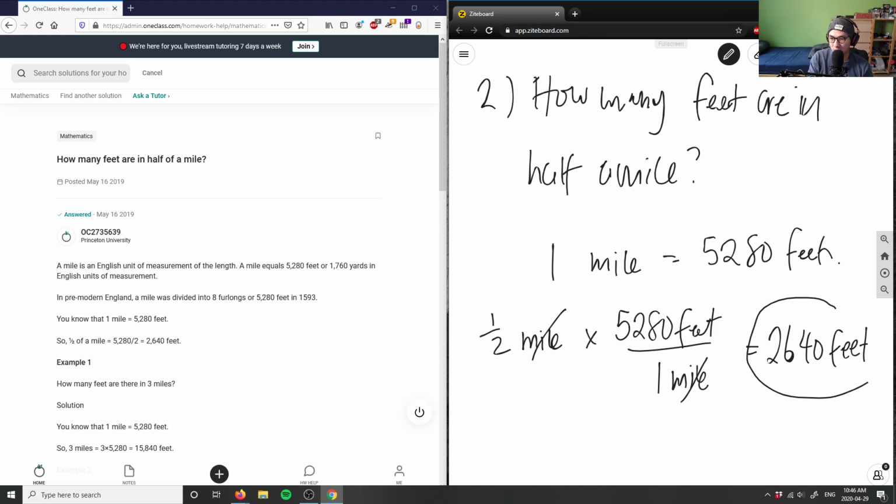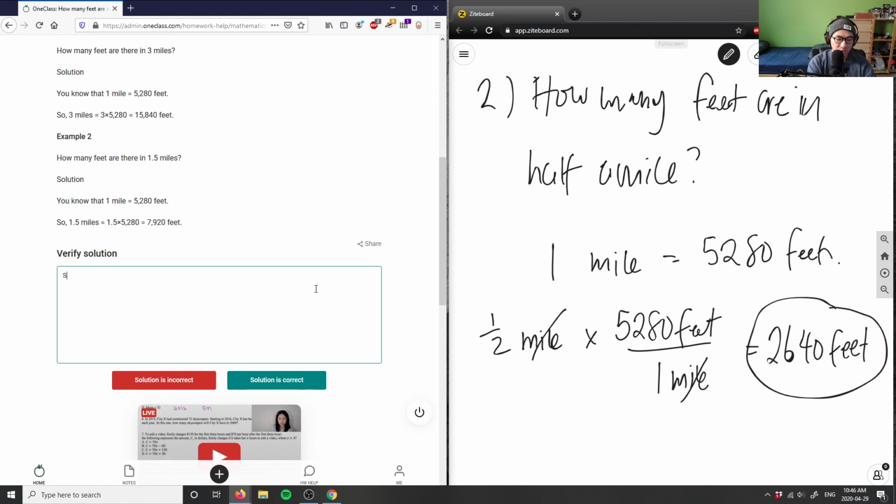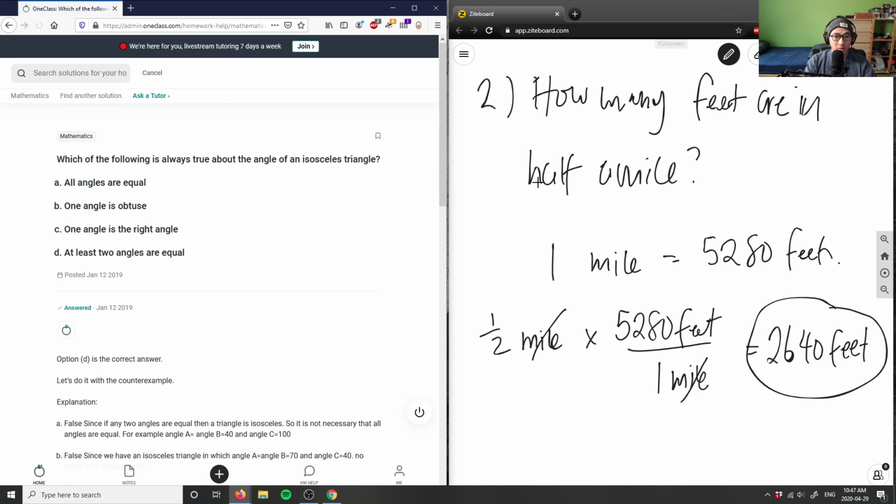So this here is my solution for number 2. 2,640 feet are in half a mile, and they got this solution correct. They simply just divided by 2. That's good as well. The solution is correct. Good analysis here. That's number 2. And finally, number 3.